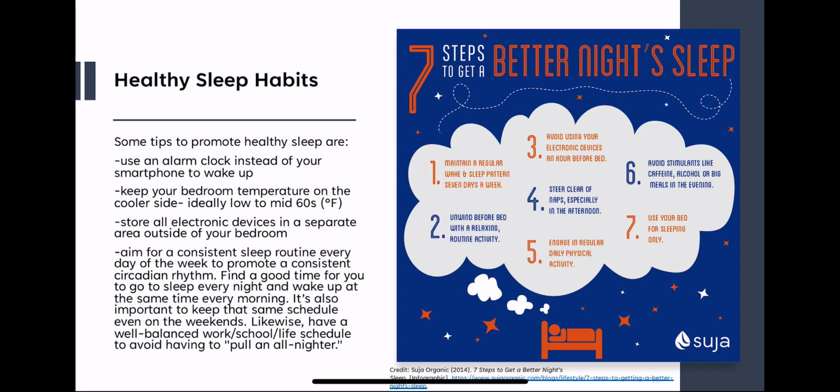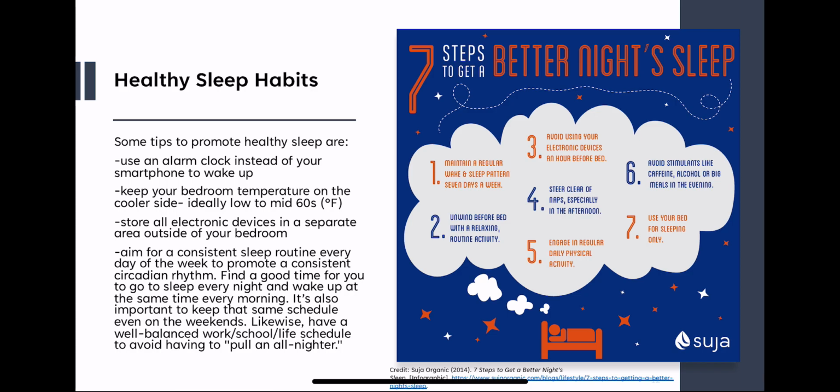It says keep your bedroom temperature on the cooler side. So along with it being dark, you should want it to be a little bit cooler. Snuggle up with a blanket if you have to and drift off. It says ideally in the low to mid 60s. Oh, I'm speaking about Fahrenheit. And then again, the suggestion pops up to store the devices in a separate area outside your bedroom, which goes back to just avoiding the screens.